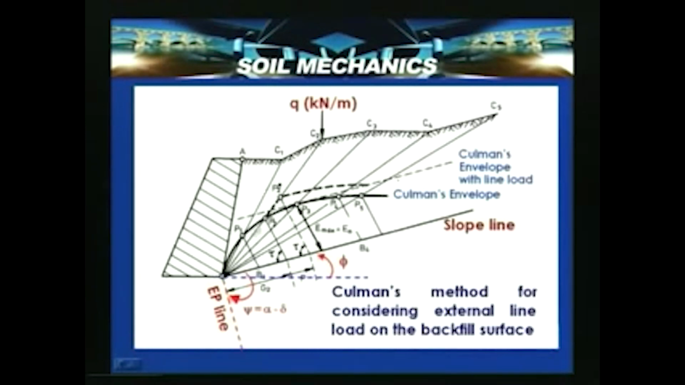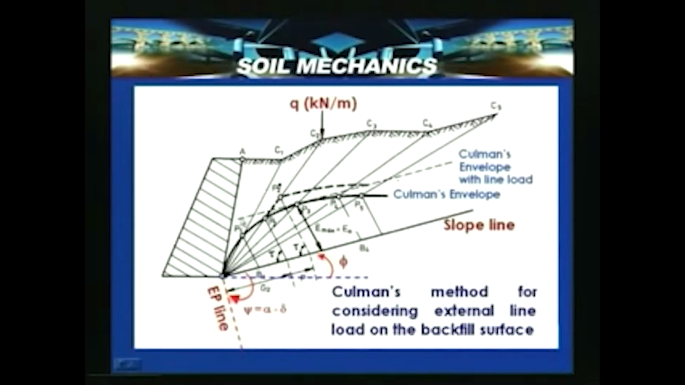caused because up to here you need not consider the weight of the extra load, the additional load caused due to the external load, but the moment you reach this wedge, you need to consider the weight of that particular load which is coming at that particular point. So in this case, because of this, the envelope gets projected and then it goes. This envelope is the envelope with line load, and this is the same envelope without any line load.